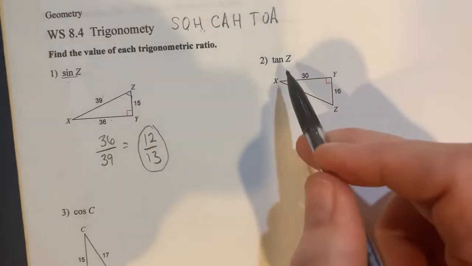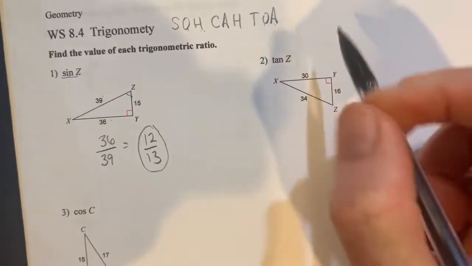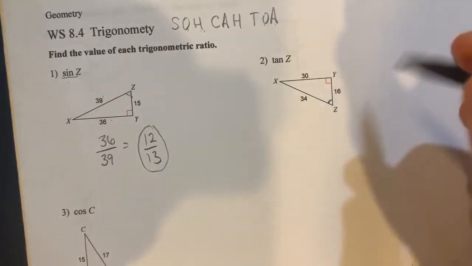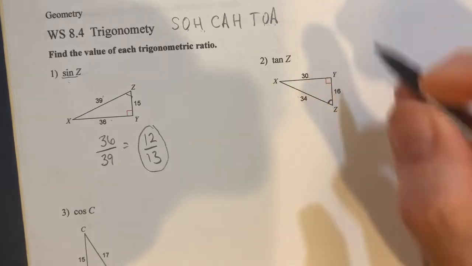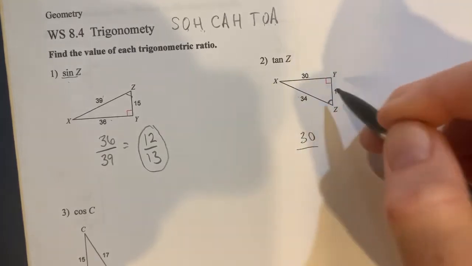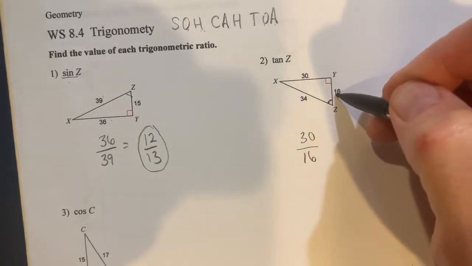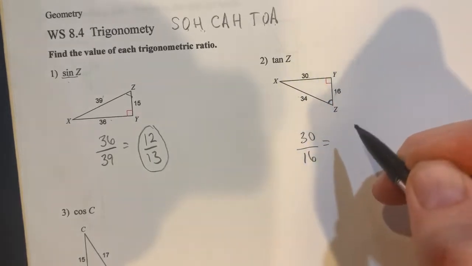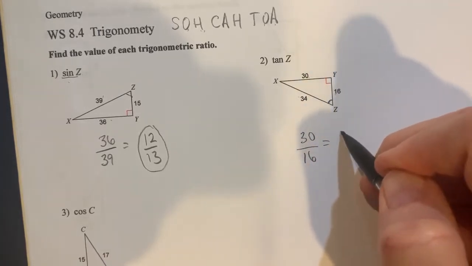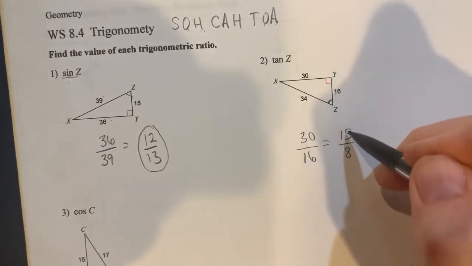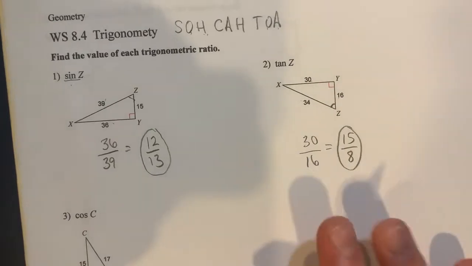So looking at this particular one, now tangent of z. Tangent is opposite leg over adjacent leg. So we're looking for z, which is here. So this is our hypotenuse. We're not going to use that. So opposite of z is 30. Adjacent is 16. So opposite leg over adjacent leg is 30 over 16. I can reduce that. If I divide both of them by 2, we're looking at 15/8. So that would be the tangent of z. Okay, just simply looking for those.